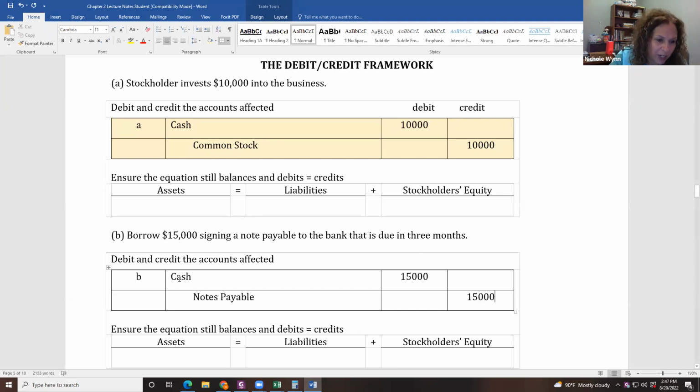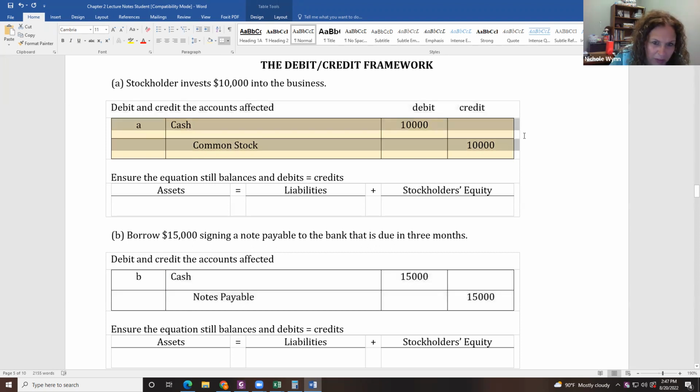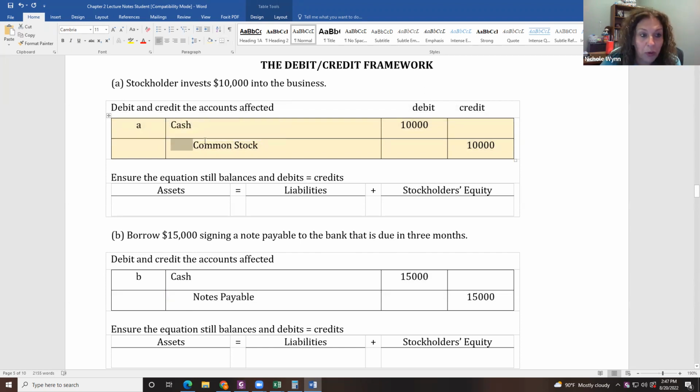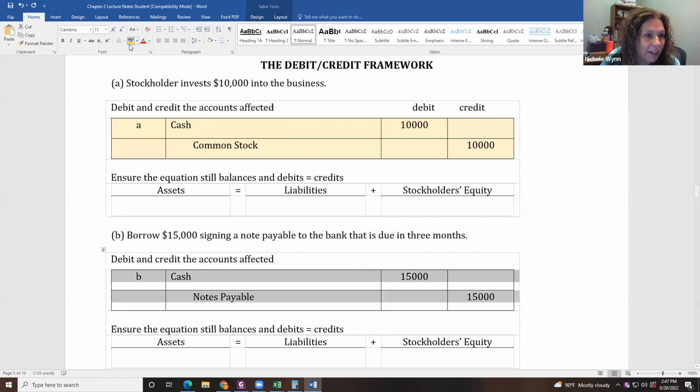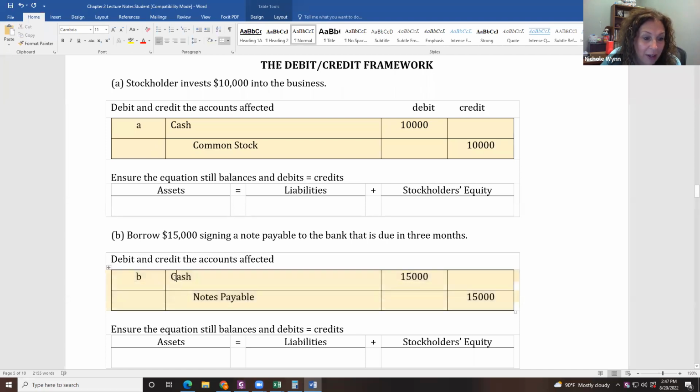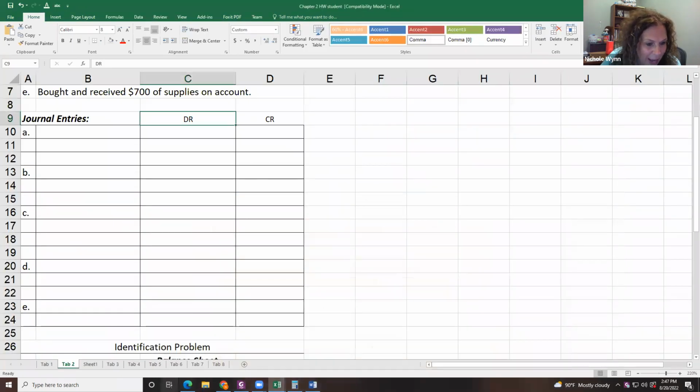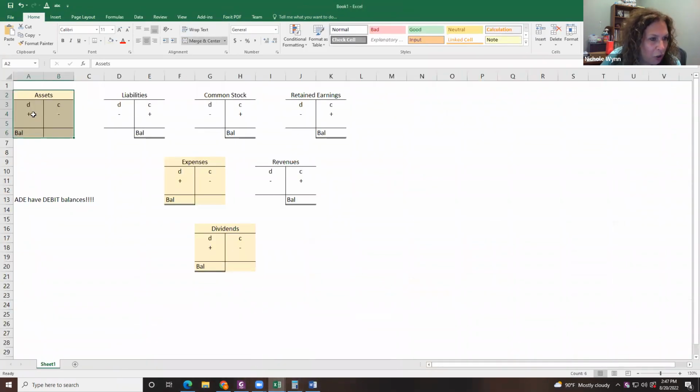This transaction means that you are receiving money and you are going to have to pay it back. In the previous transaction, you received money, but you do not have to pay it back. We financed our business through common stock. This indentation means that you credited notes payable. So this journal entry is complete. Debiting cash makes cash go up.